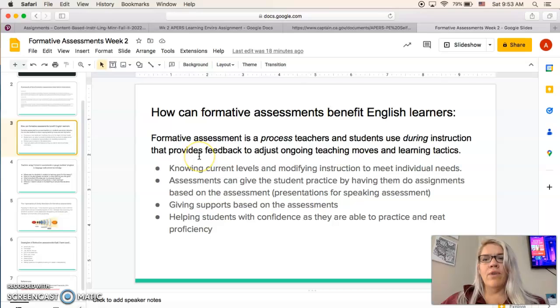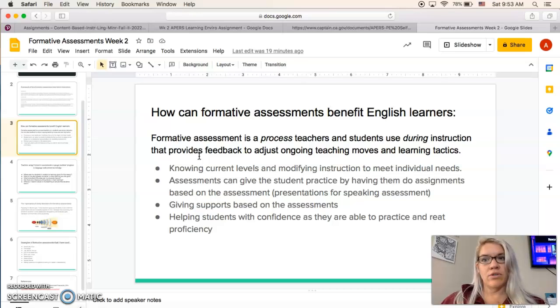How can formative assessments benefit English language learners? So when we look at a formative assessment, the main point of it is to help the students during instruction, okay? As we help students during instruction, if they sit there and have questions, we're able to, in the moment, give them a boost of confidence, okay? I think with English language learners, giving them that confidence to move forward and to hit those goals really does help them. So we need to know the current levels.